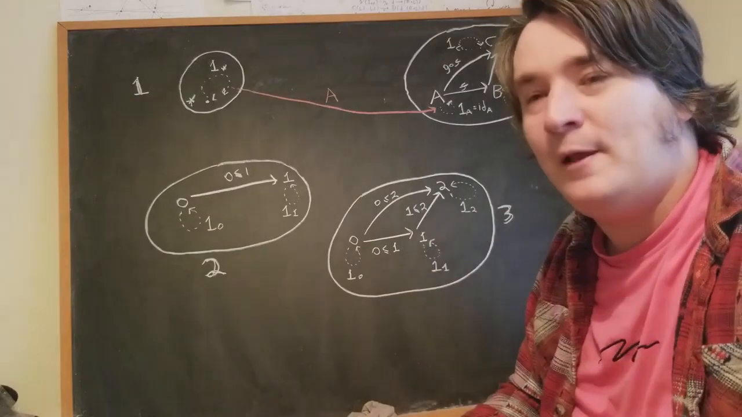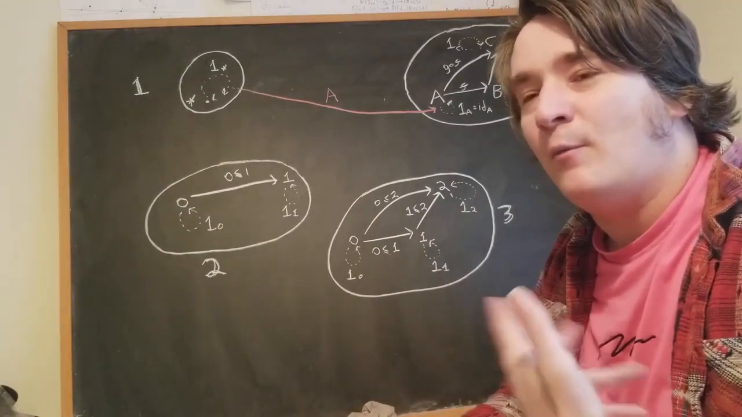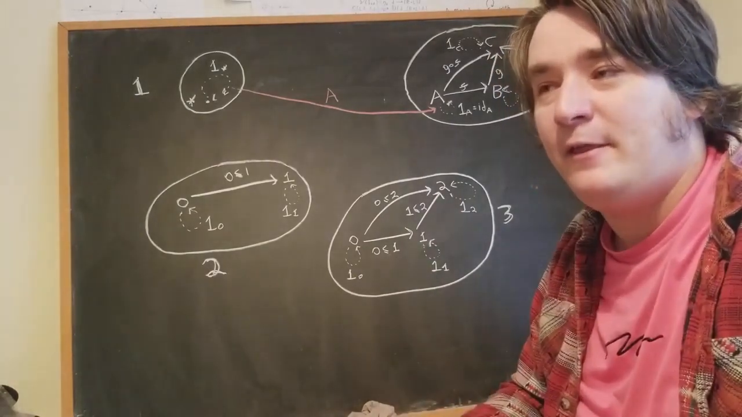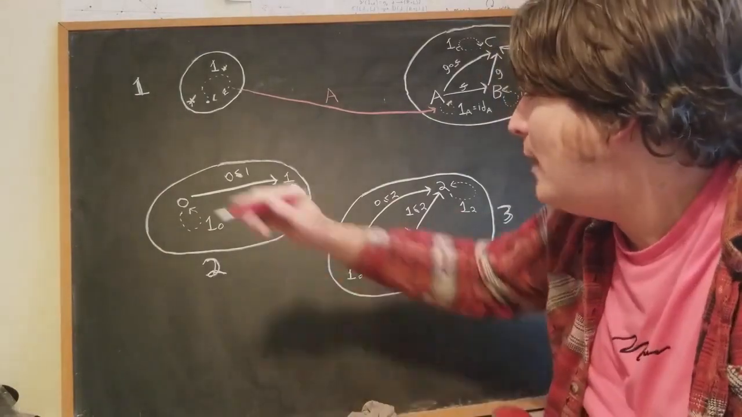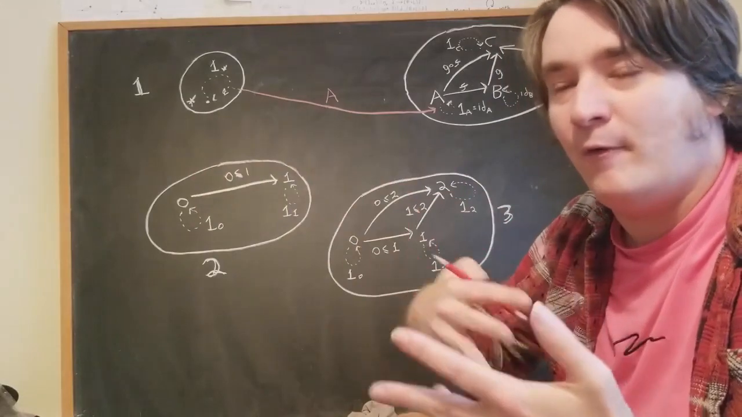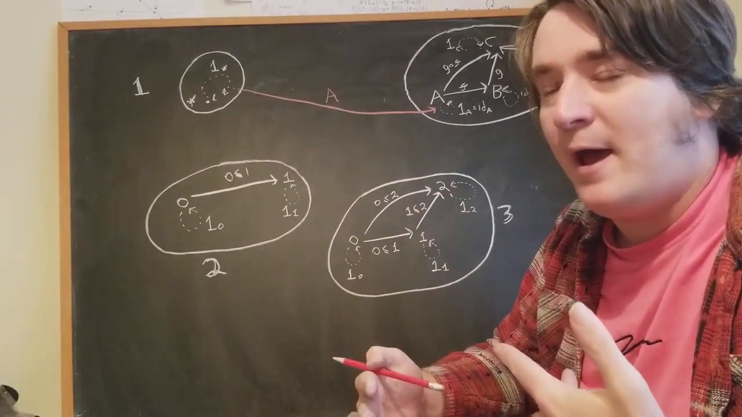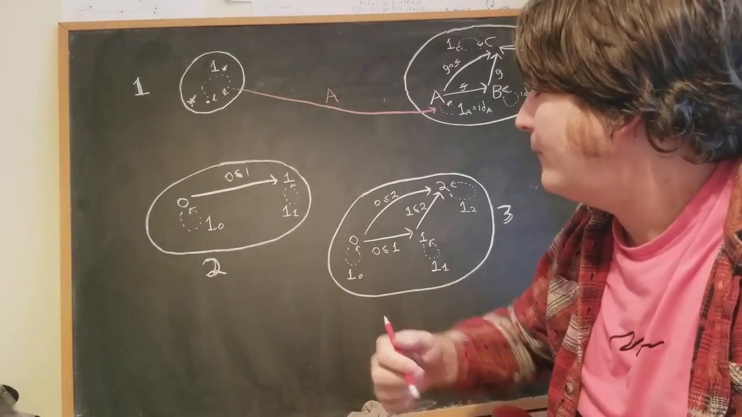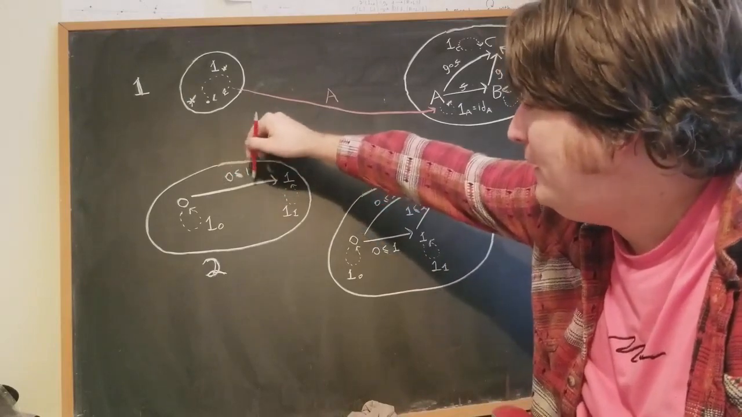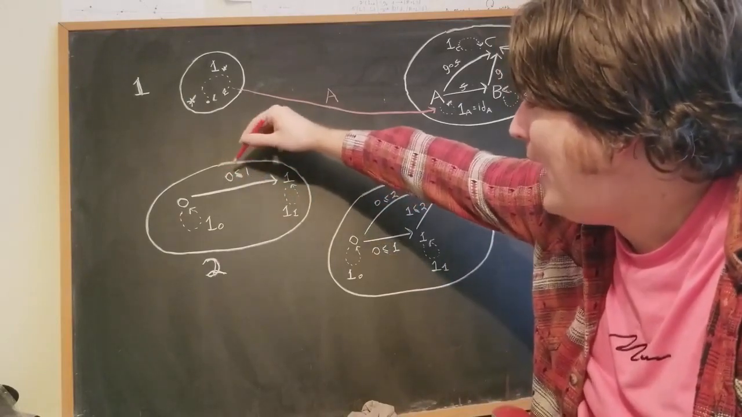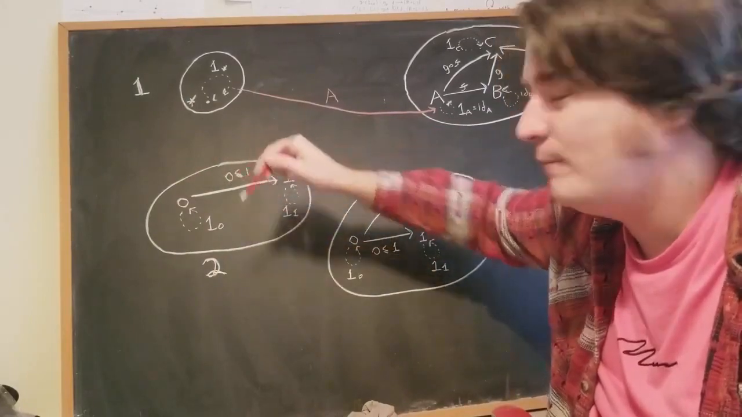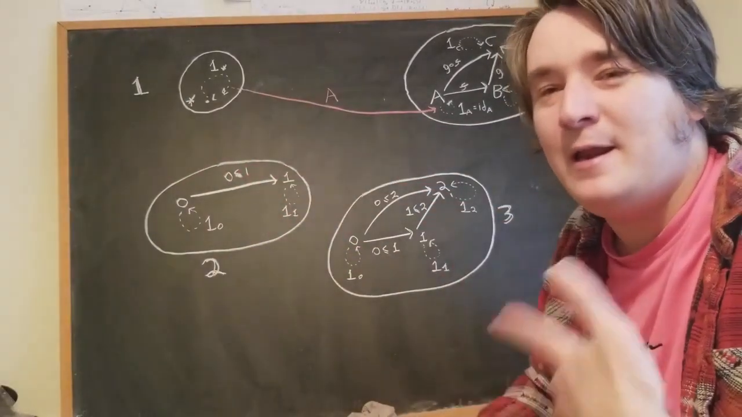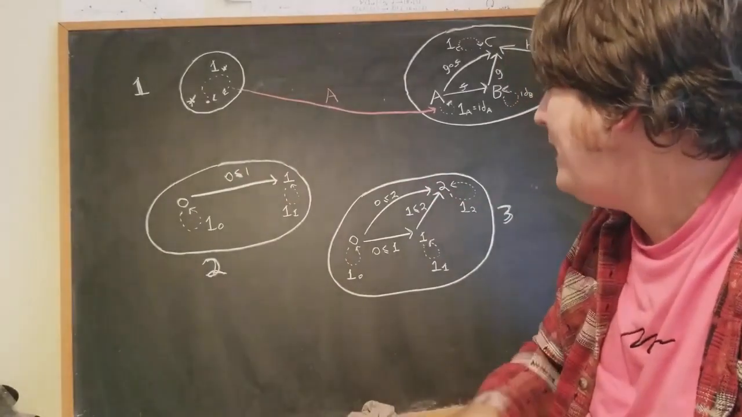And if you're not familiar with pre-orders, don't worry too much. Suffice to say that a pre-order is a category where there's at most one arrow between any pair of objects. And this notation, we can simply think of it as a name for the arrow in this category 2 that goes from 0 to 1. Okay, so there's nothing really complicated going on here.